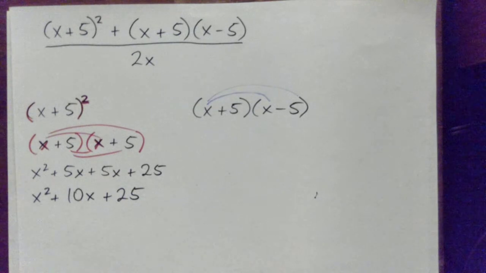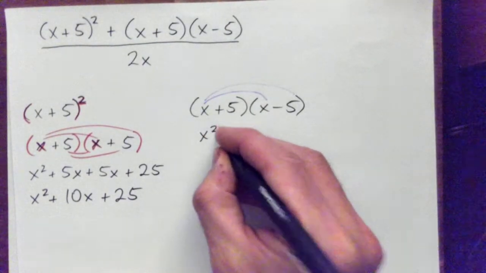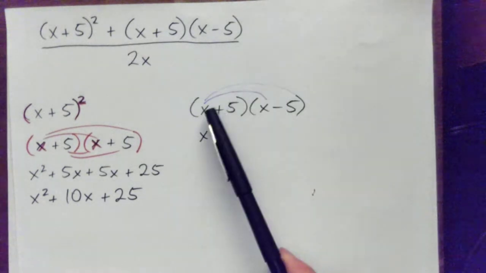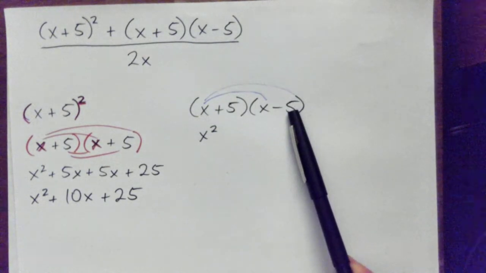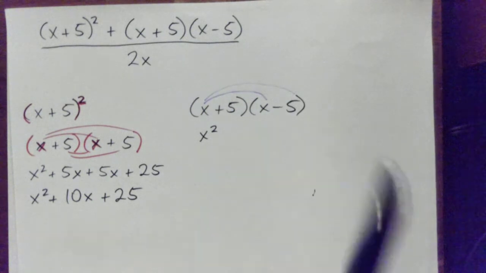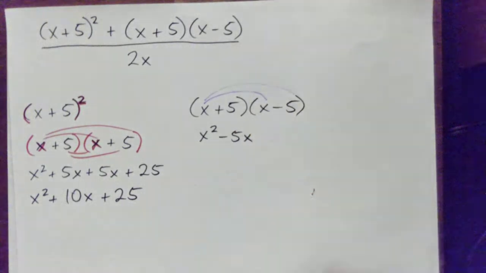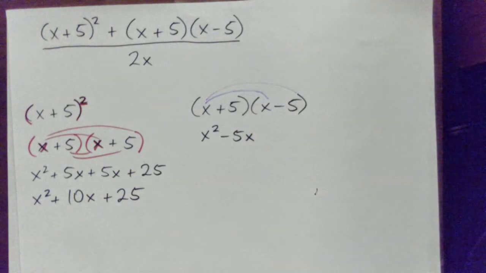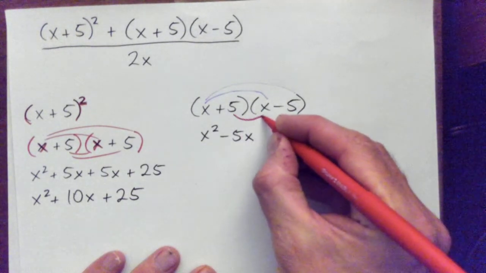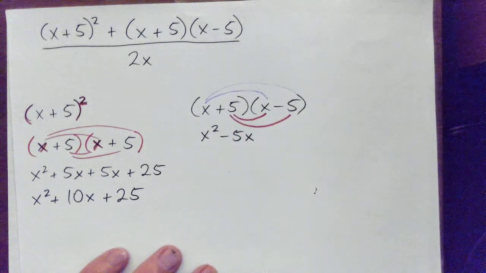x times x, x squared. Okay? x times negative 5 gives what? Good. Okay. So then take the 5 and multiply it by this, and then take the 5 and multiply it by that, and write down what you get.